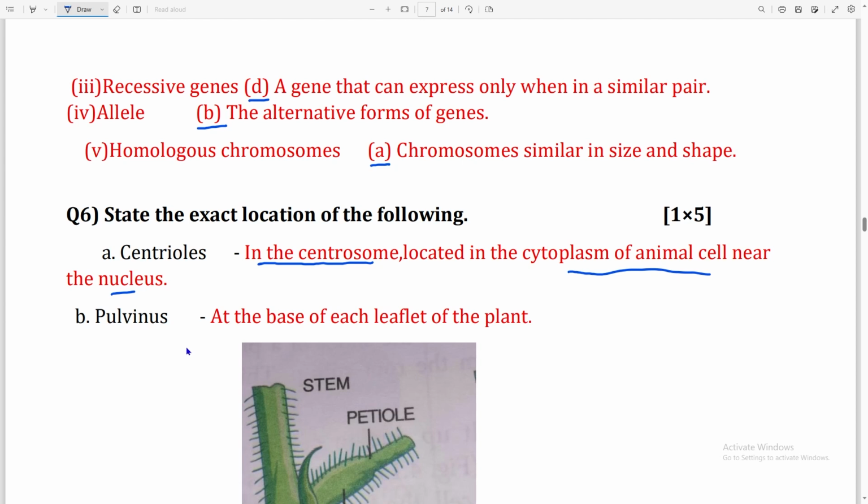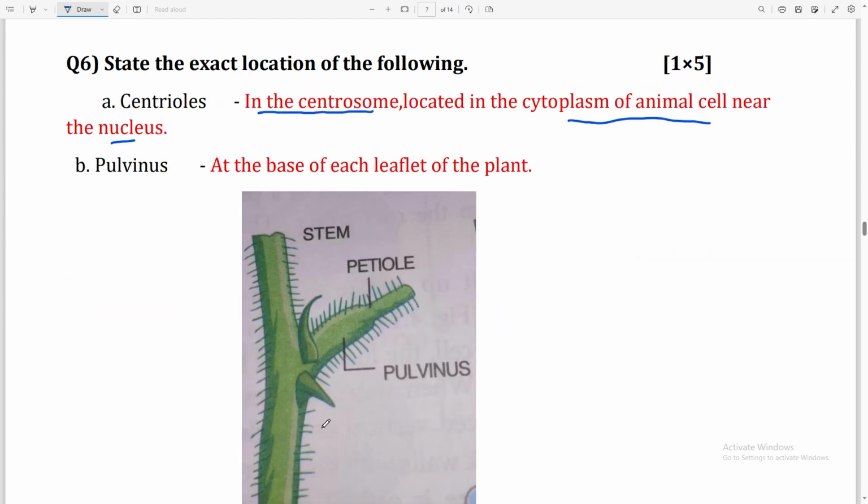Pulvinus, at the base of each leaflet of the plant. Look at the diagram. It is mentioned as petiole. What is petiole? Petiole is the stalk of the leaf. So this is the stalk, and that is swollen. At the base it is swollen. So the location is at the base of each leaflet of the plant.